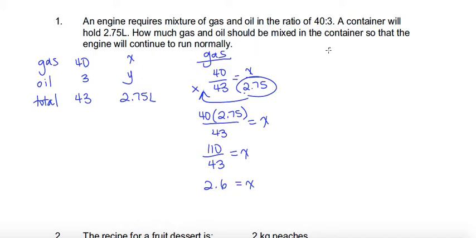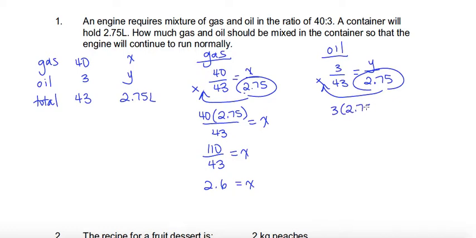So let's take a look at our oil. I'm going to set up my proportions. So I'm going to use 3/43 is equal to Y over 2.75. So the parts of oil over the total. Same thing, I'm going to take my 2.75, bring it over to multiply so that I can isolate Y. So I have 3 times 2.75 over 43 equals Y.